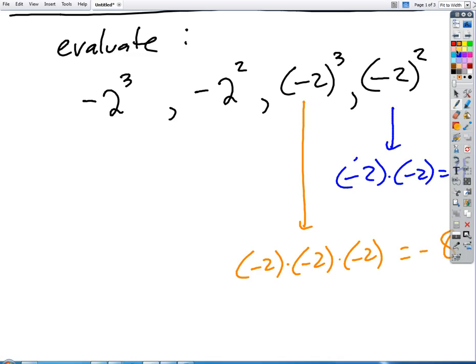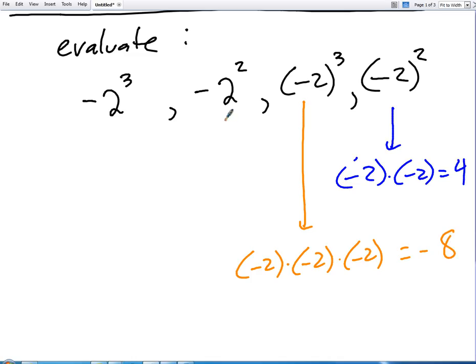Now, what's going on with, let's say, this guy? This is tricky. What is that really saying? Is that -2 times -2, or is it negative the quantity 2 times 2? That's it, isn't it? Okay, and why is that?